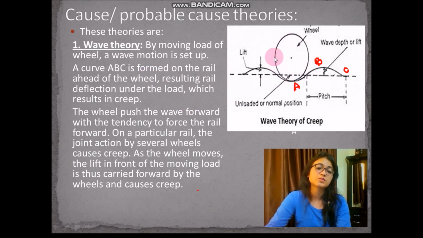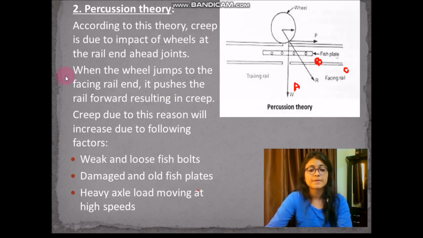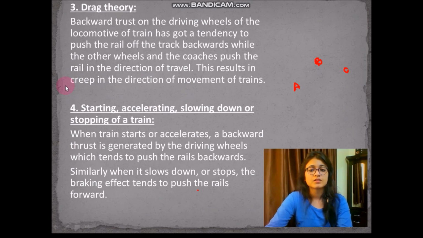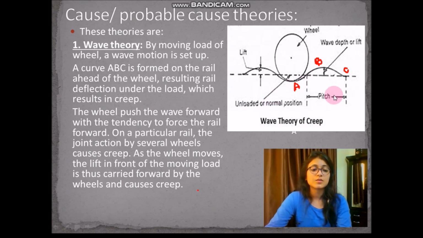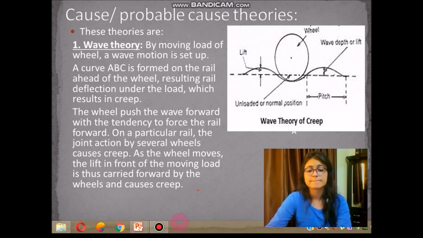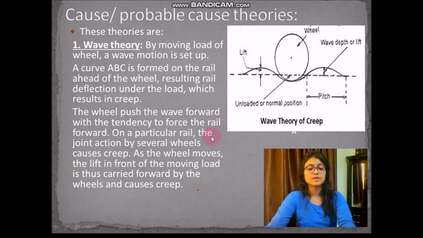Simple, because of the movement of the wheels, a wave-like motion is set up, and as the wheel moves forward, it tends to push the lifted portion of the rail forward, and since there are a number of wheels, they tend to push the lifted portion of the rail forward, and thus creep is formed. So this was the first theory, first cause, wave theory.